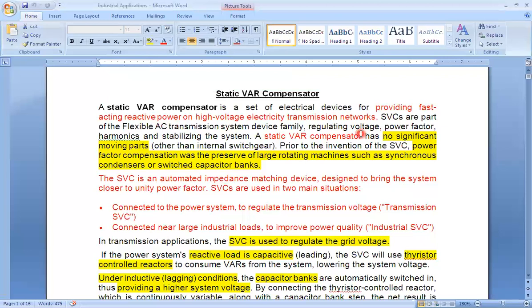Now, for power factor as well as the harmonics, right? So we are improving the power factor. If the load is more lagging, then by injecting the capacitive, we are reducing the lagging, right? And if it is more leading, then by injecting the reactive component, we are making it unity. So the purpose of the static VAR compensator is to maintain the power factor closer to the unity value. So as we see, it is an automated impedance matching device designed to bring the system closer to unity power factor.